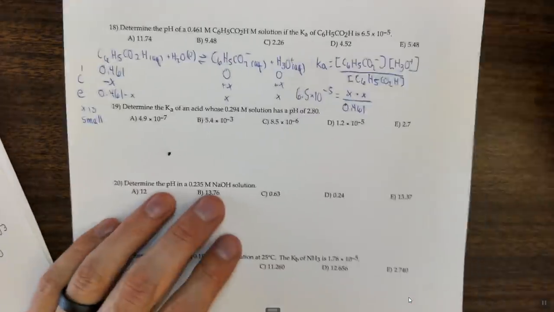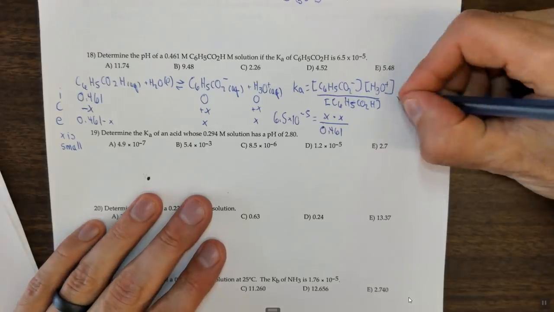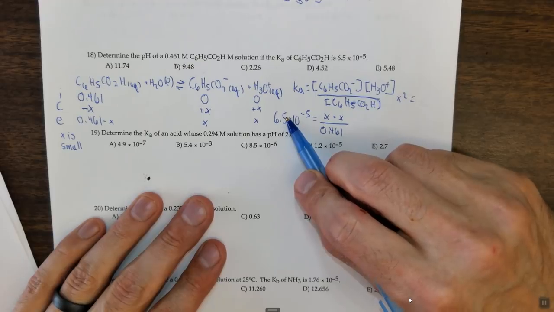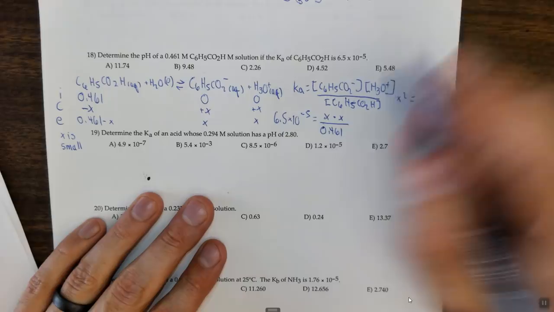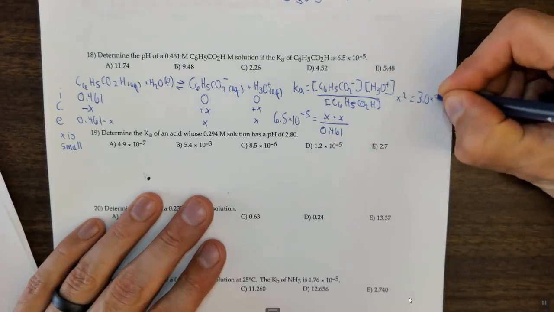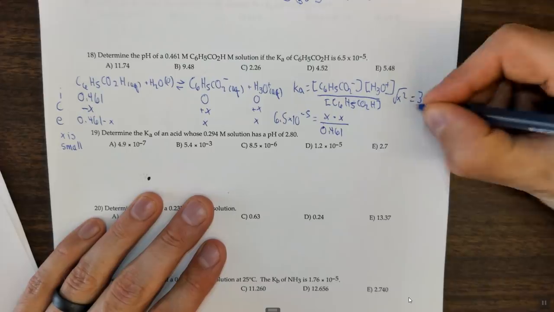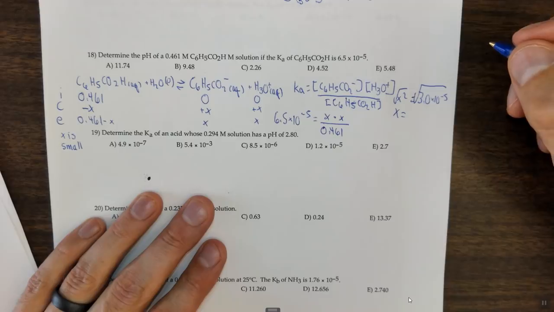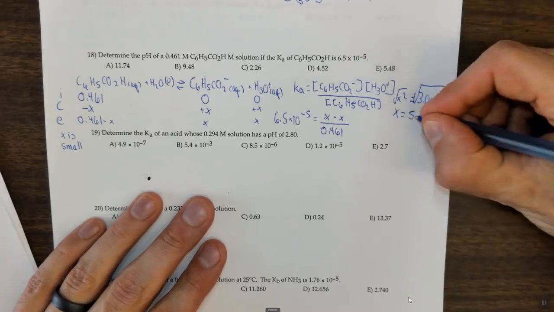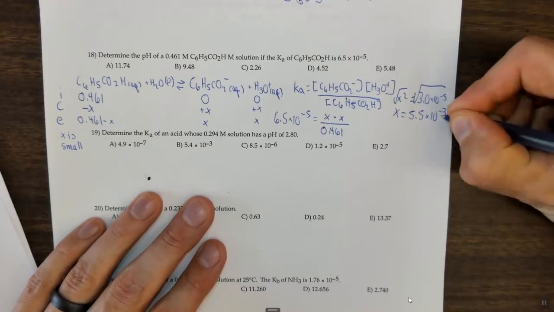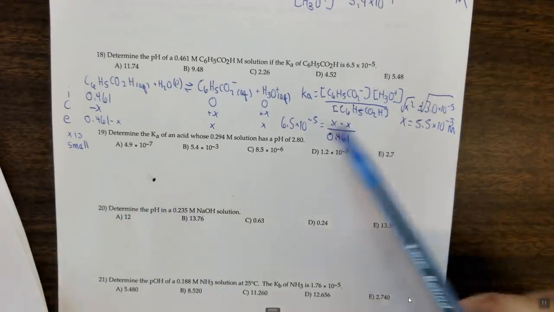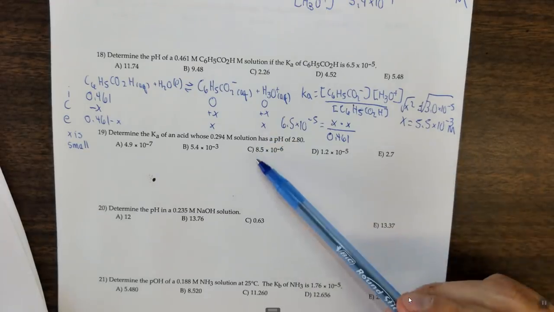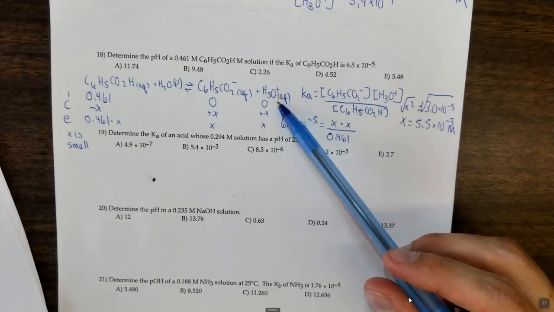Now we're going to cross multiply and multiply X by X, and I'm just going to switch it around. X squared equals 0.461 times this, which is 3 times 10 to the minus 5. Take the square root of this, take the square root of this, X equals 5.5 times 10 to the minus 3 molar. So this is now the concentration of H3O plus. It can't be negative, so we're just going to take the positive answer. So now we know the concentration of H3O plus.